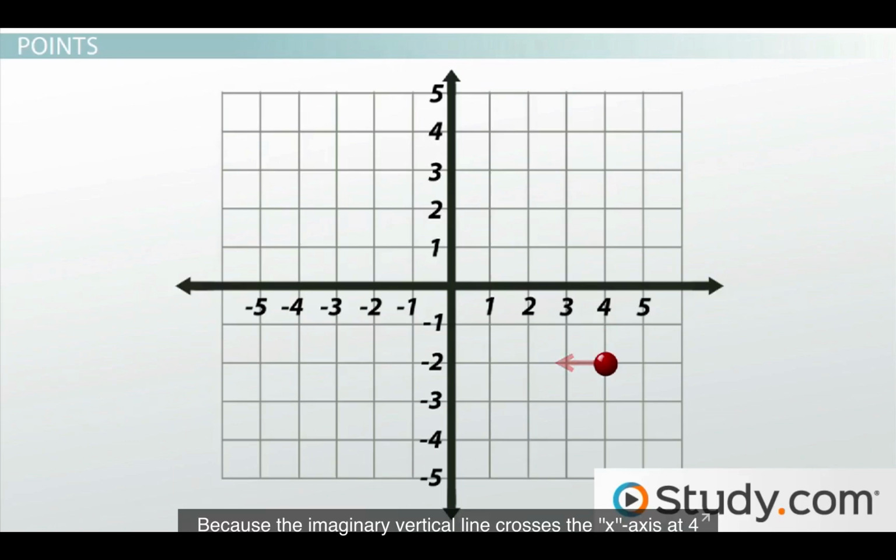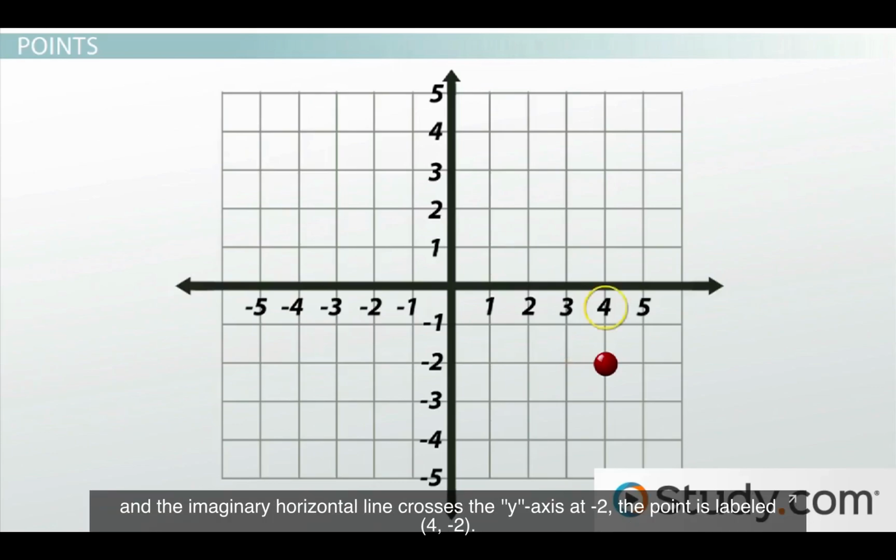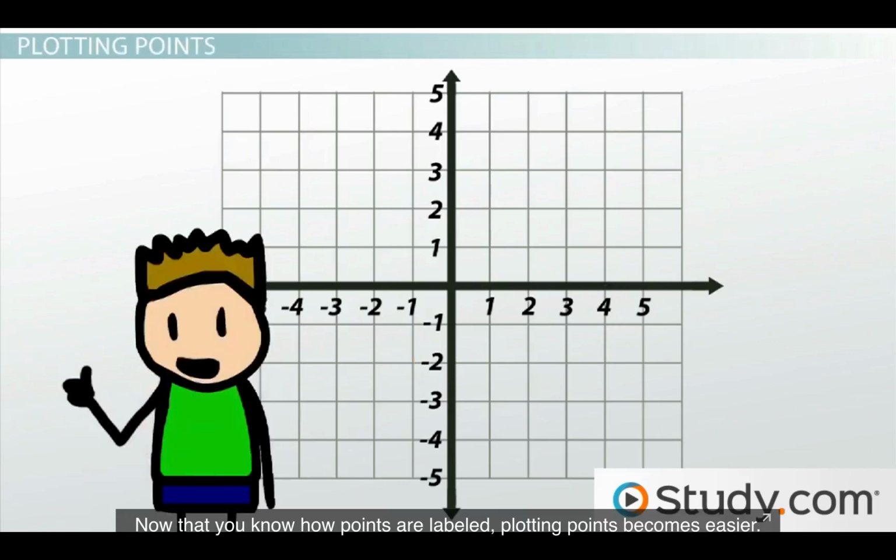Because the imaginary vertical line crosses the x-axis at 4, and the imaginary horizontal line crosses the y-axis at -2, the point is labeled (4, -2). Now that you know how points are labeled, plotting points becomes easier. Plotting points is essentially labeling points in reverse.